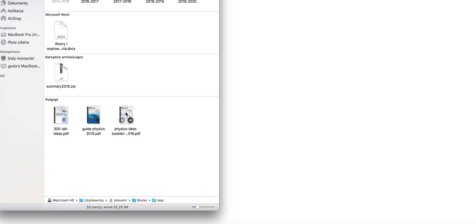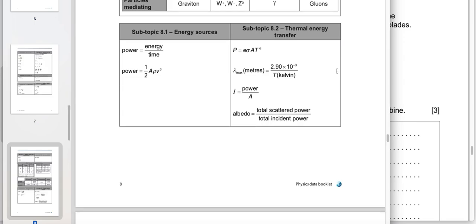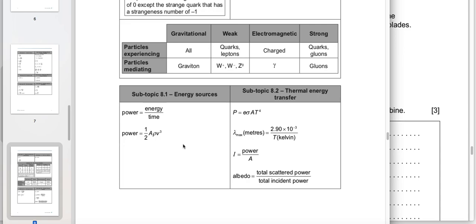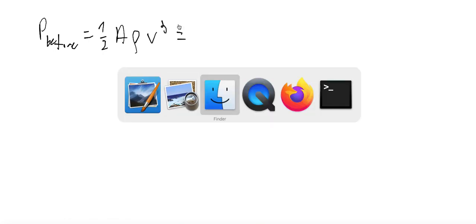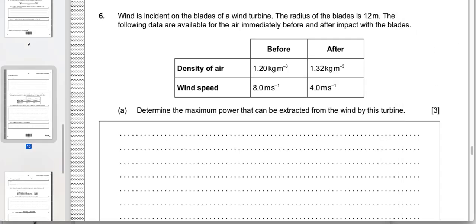Physics data booklet. Okay. So for the wind turbine, the power is half of density times v to the power of 3 times area. So you have to find the power before as half of area times density times v to the power of 3. Density is given, wind speed is given, but what about the area?